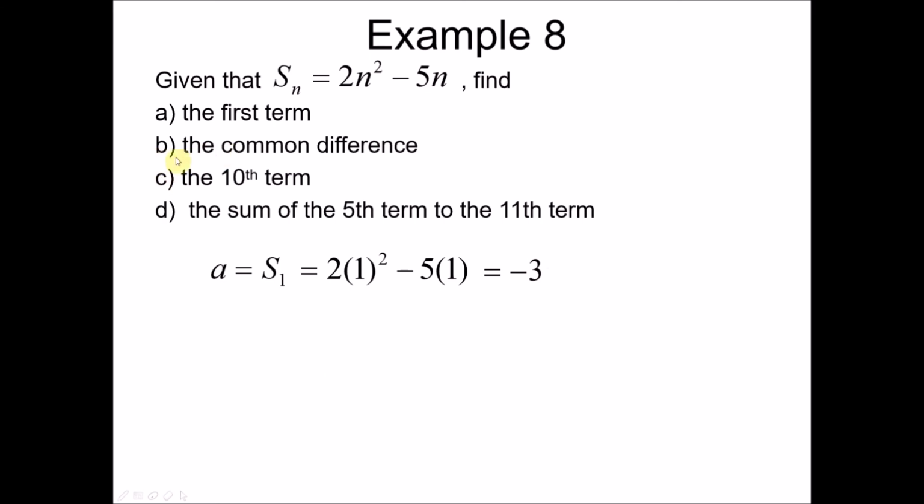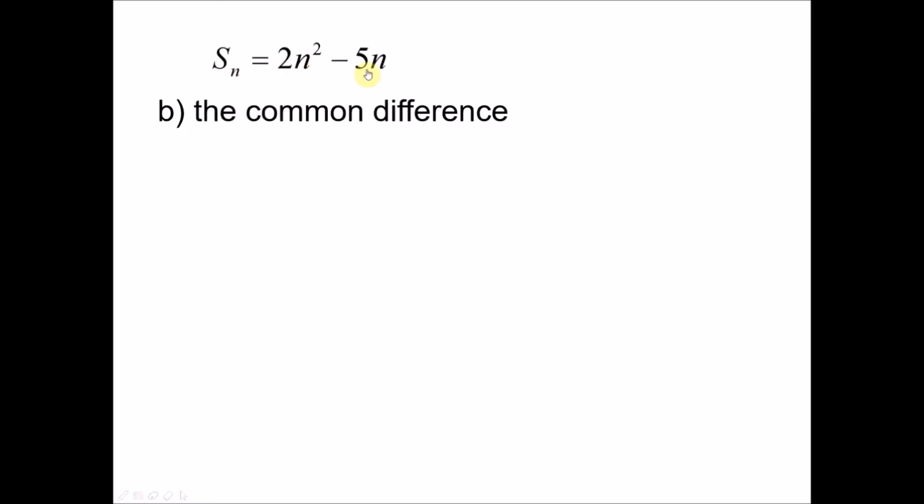Now we go to the next part, find the common difference. Given this, we find the common difference. Previously, we learned that the common difference equals the second term minus the first term. So for now, we only know the value of the first term from question A.